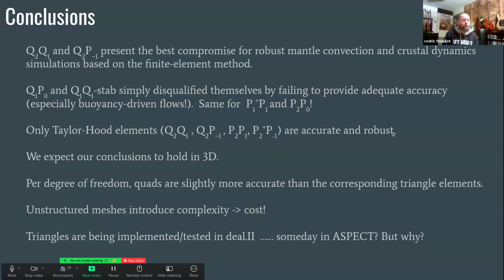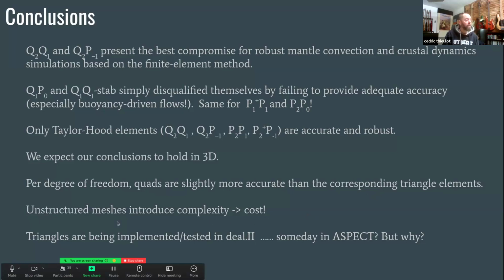They're accurate and robust, and they're the cheapest that are accurate and robust. You will find that these are the backbones of all modern codes in geodynamics at the moment. We don't prove it, but we expect our conclusions to hold in 3D. We also do some studies and show that per degree of freedom, the quadrilaterals are found to be slightly more accurate than their corresponding triangular versions.